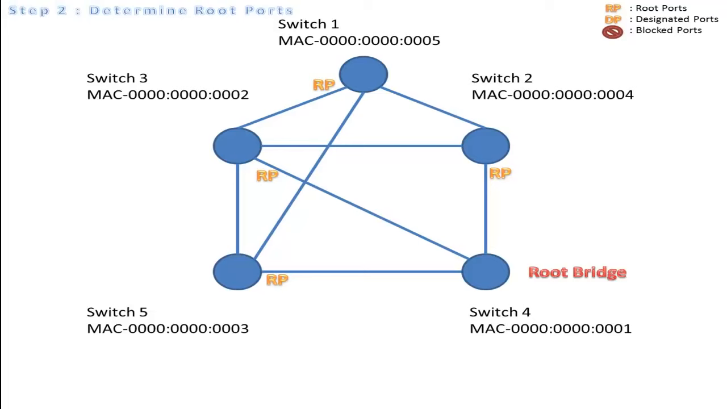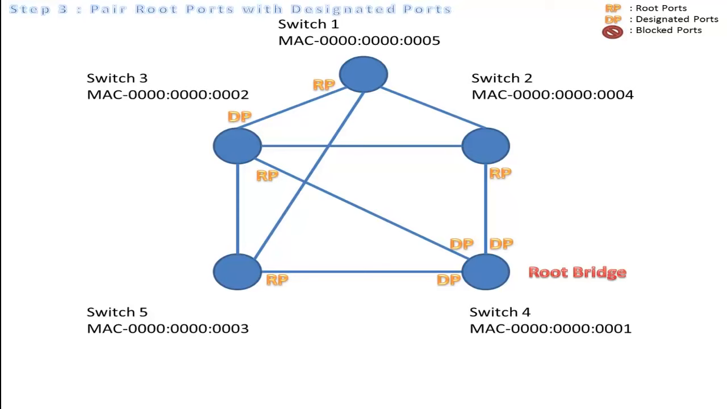The third step is to pair all the root ports with designated ports. The network between switch 5 and the root bridge. The network between switch 3 and the root bridge. The network between switch 2 and the root bridge. And the network between switch 1 and switch 3.